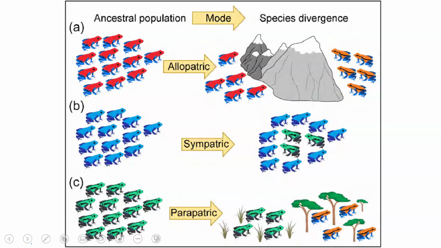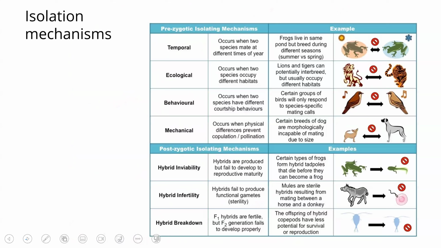So allopatric, here's our division. Parapatric, here's our tree frogs, our frogs that are on the ground going into the trees. And sympatric is we have something that causes a differentiation. Those factors can be as follows: our isolation mechanisms. We can have a temporal, two species mate at different times of the year; ecological, different habitats. So this is the one we just looked at with the frogs. So they have different habitats.